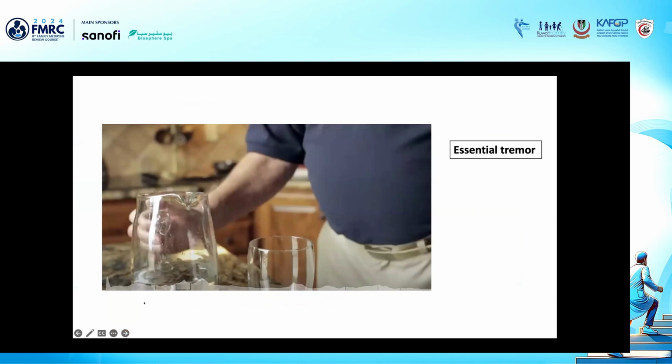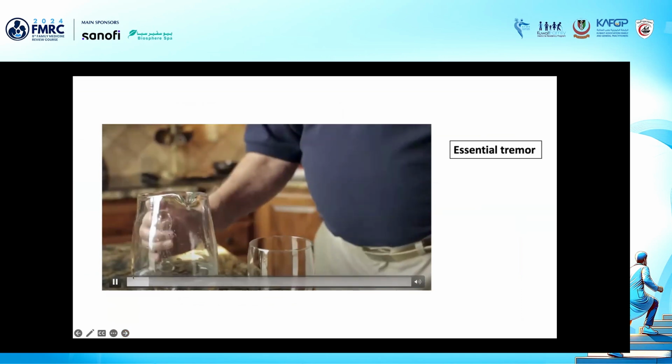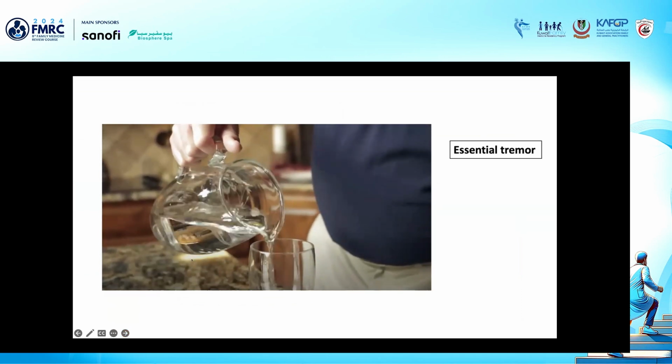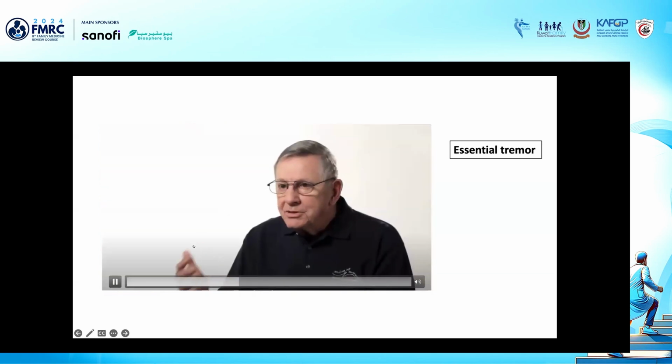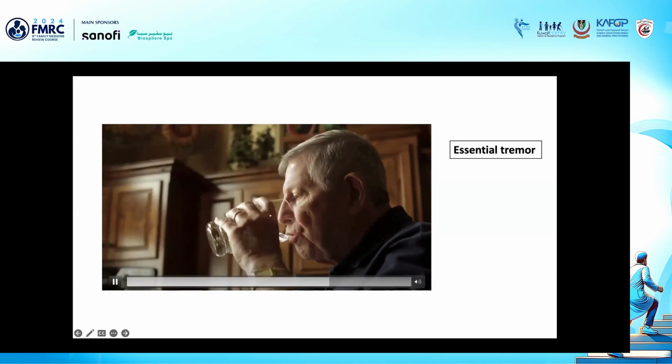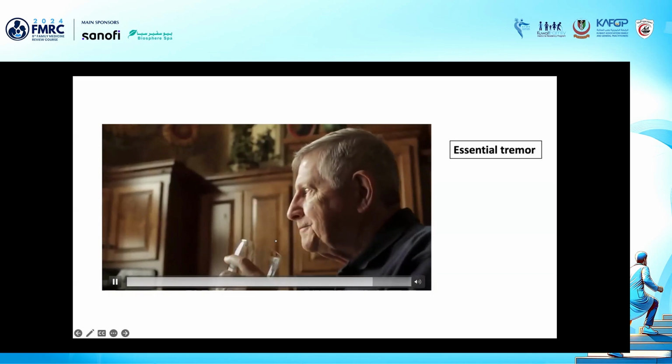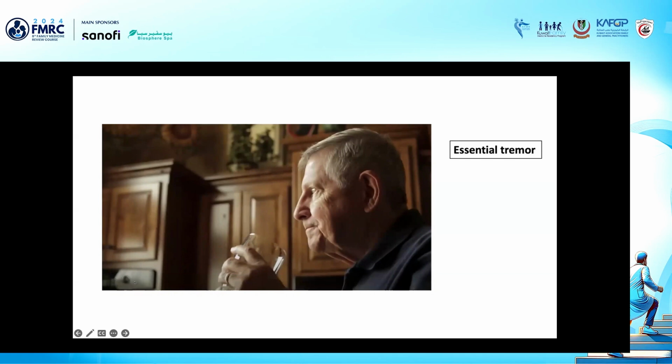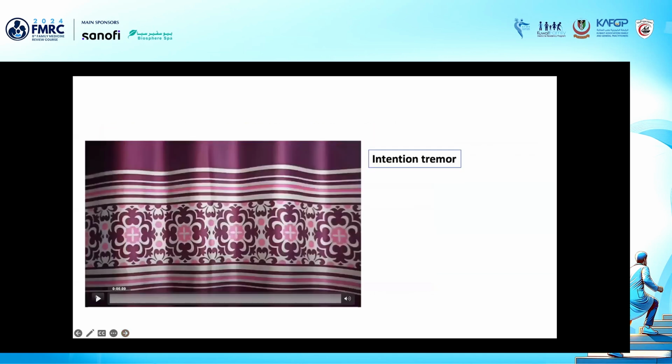And this was a patient with essential tremor. You can see that when he holds this posture, now this posture is maintained, he will have tremor. And also, when he holds the glass next to his mouth, he's also getting tremor. So this is postural tremor. This is the classic intention tremor, because the tremor increases dramatically as the patient reaches the target. And this usually indicates cerebellar disease.